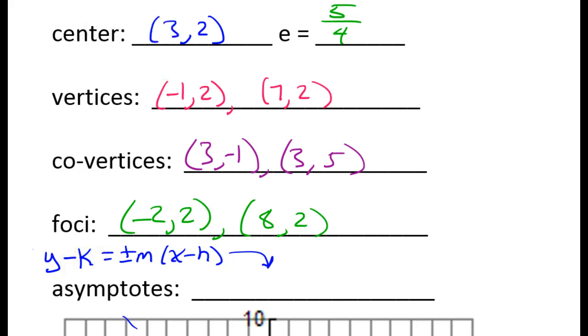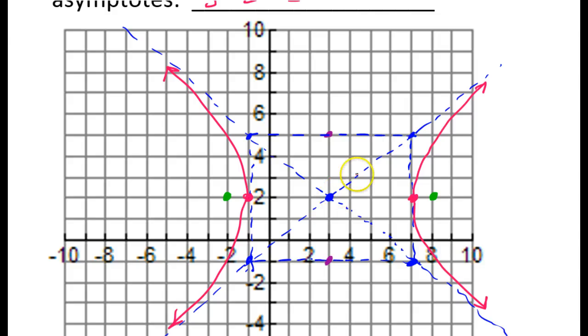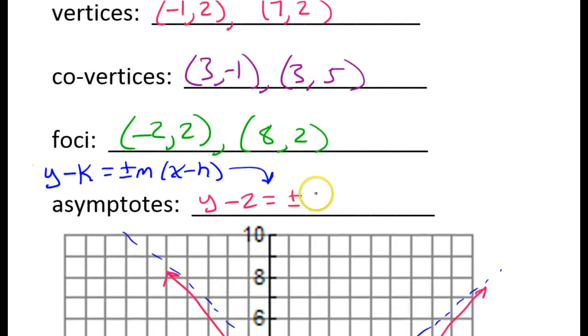So the 2, the y-coordinate, is going to end up here where the k goes. So I'm basically doing the opposite of this. So I'll have y minus 2 equals. And then I've got plus or minus m. M is the slope. So just pick either one of the asymptotes and analyze the slope. I recommend starting from the center. And then what's the rise and the run? From this point to this point, it's up 3 and over 4. So that's the slope.